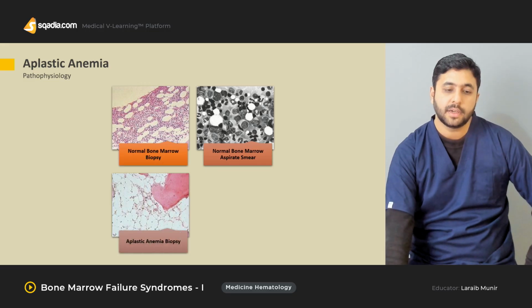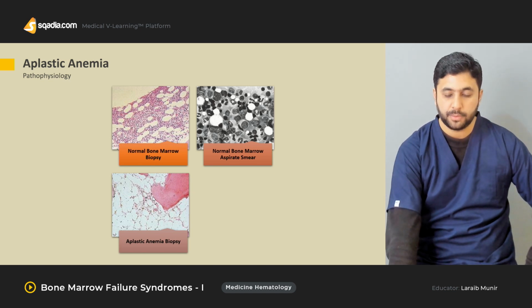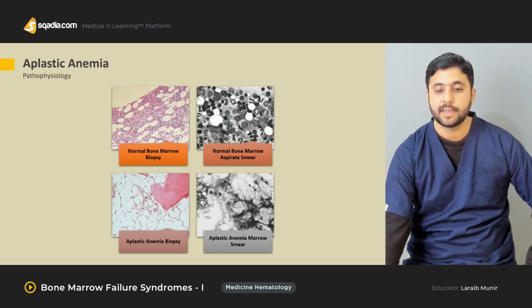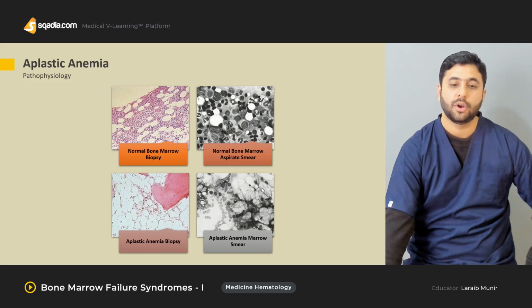Now, if you compare both pictures, this is a normal biopsy and this is a biopsy of a patient with aplastic anemia. All the cells have been replaced by these white globules, which are fat globules, and there are very rare interspersed cells between these fat globules. And when we perform an aspirate, again, you can see that the large majority of the bone marrow has been replaced by fat, with some very rare interspersed cells in between those fat globules.